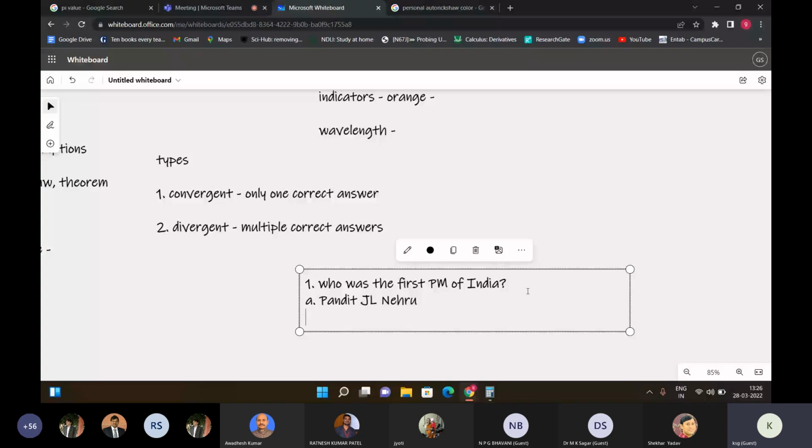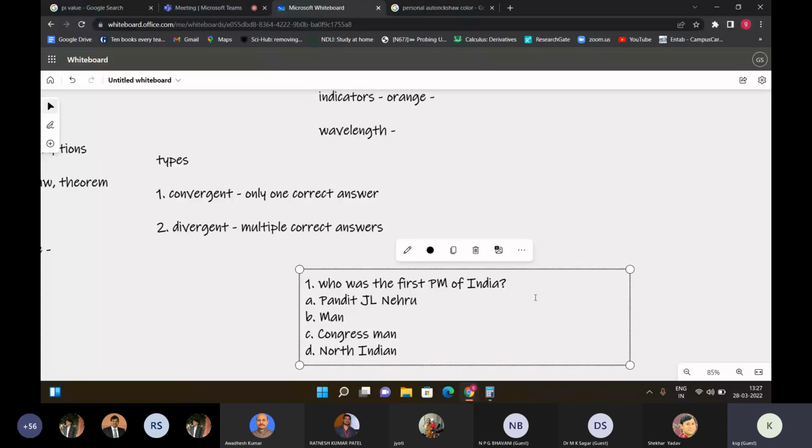One student gave a different answer. Even though we all laughed at the answer, it was found to be a correct one: a man was the first prime minister of India. Not a woman, a man. Some students went to the extent of saying the party: a Congressman was the first prime minister of India. The next answer is that a North Indian was the first prime minister of India, not a South Indian. So there was a variety of answers, and all the answers are correct. The question remains the same, but it fetches you multiple correct answers.